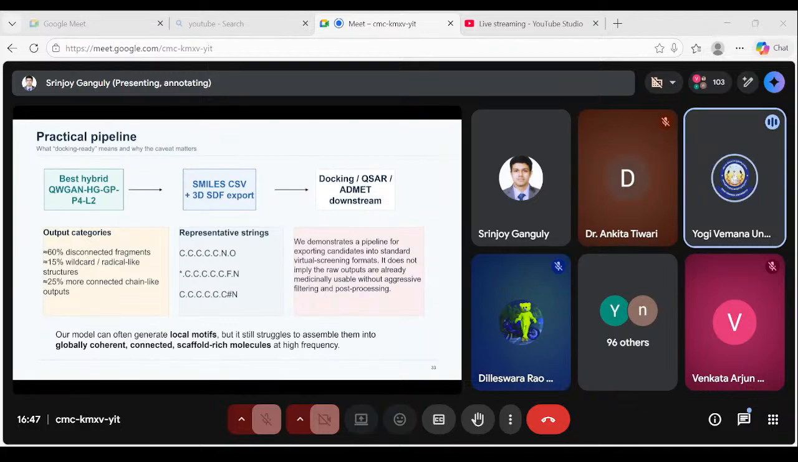Any queries, online or offline, please ask freely. Please post in the chat box, no problem.